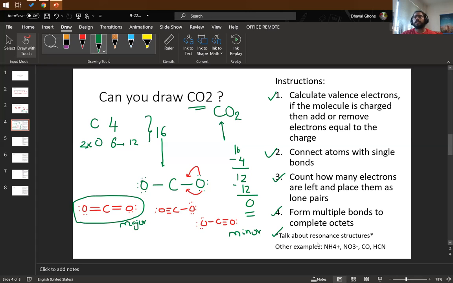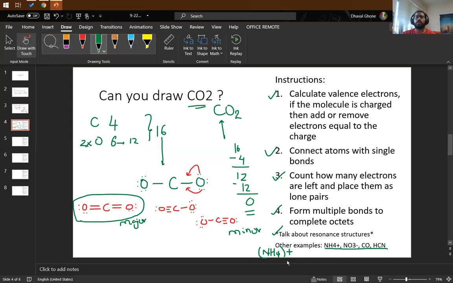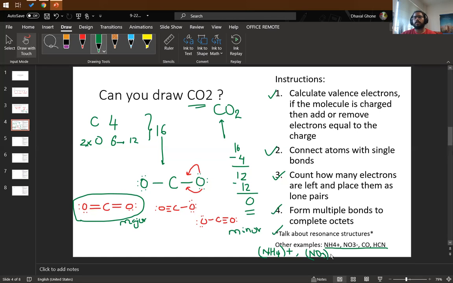And so why don't you try solving these 4 molecules? Okay, they are all unique molecules, and they will all present a different challenge to you while doing it. So you should do it on your own. Try it on your own. First one is NH4, and the whole thing has a plus charge. And so this is when you will have to give or take electrons. Second one is NO3, and the whole thing has a minus charge.